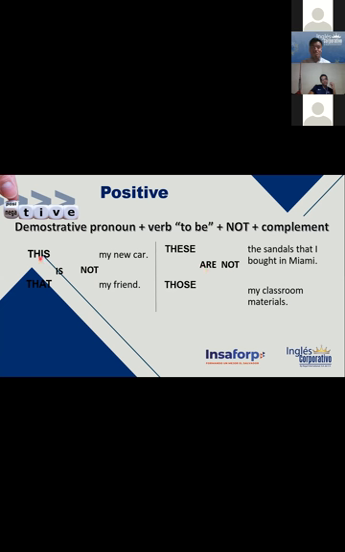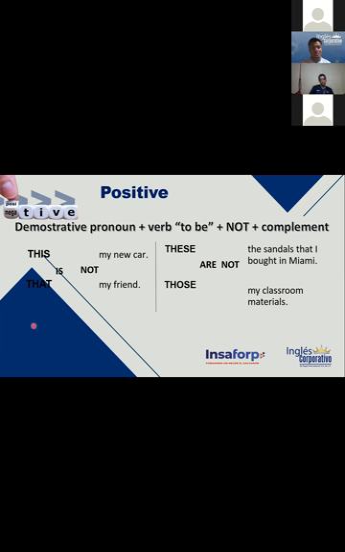Aren't. Aren't. Correct. So we can say, podemos decir, this is not my new car, or we can say, this isn't my new car. We can say, that is not my friend, or that isn't my friend. We can say also, these are not the sandals I bought in Miami, or these aren't the sandals I bought in Miami. Or, those are not my classroom material, or the contraction, those aren't my classroom material. Now, with the information that I just told you, con la que acabo de decir, does any one of you have any questions so far? Or is it clear?